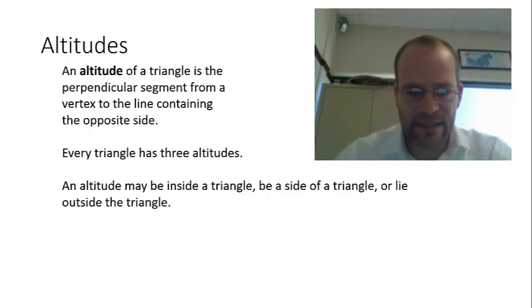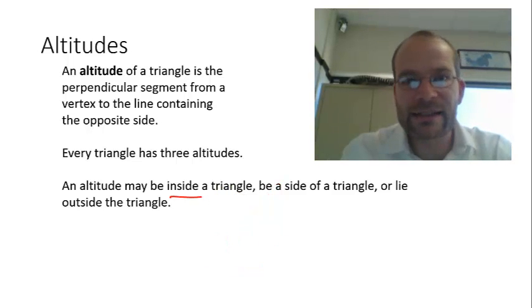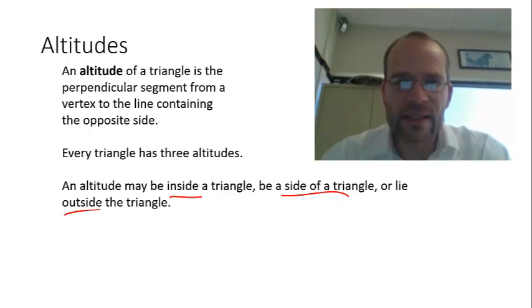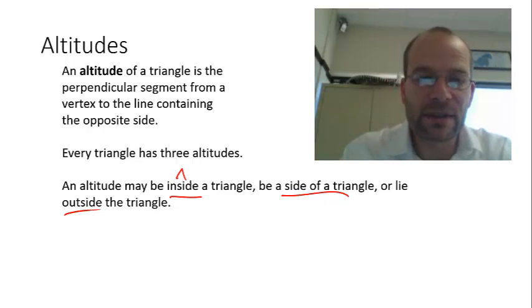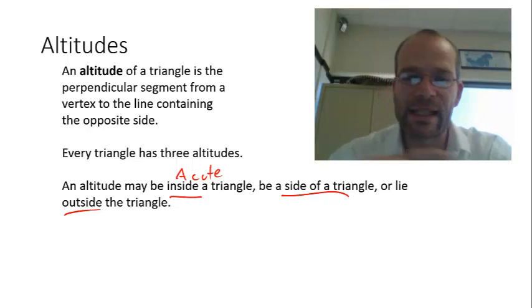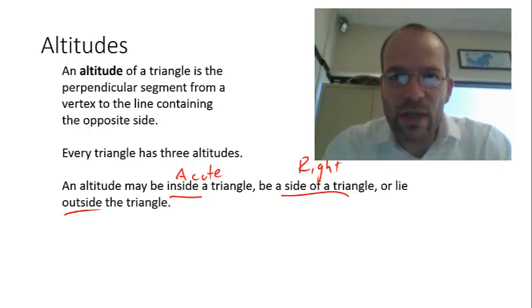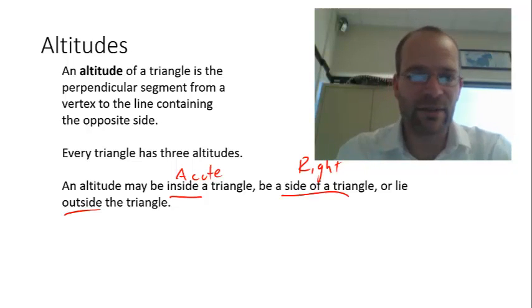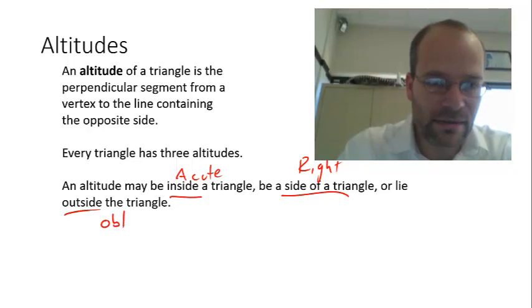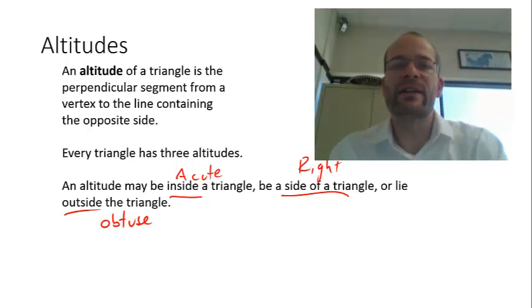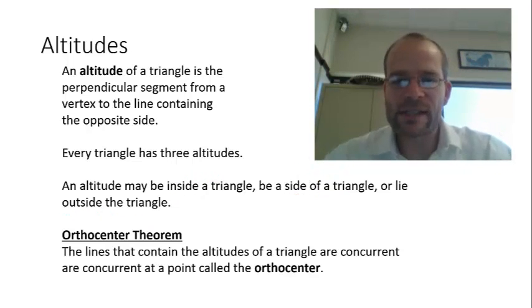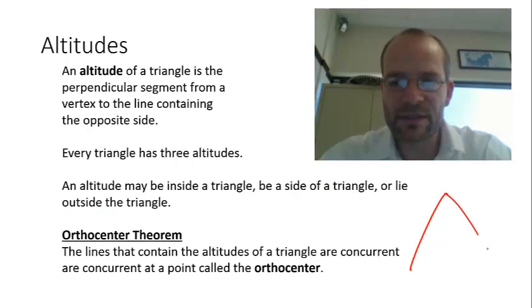Sometimes, again, we find that the altitudes are inside the triangle, sometimes they're actually the side of the triangle, sometimes they're on the outside. There's a very straightforward way of figuring out where they happen to be. If the triangle's acute, then all three altitudes will be inside. If it's a right triangle, then two of the altitudes will be sides themselves, and if it's obtuse, then two of the altitudes will lie outside.